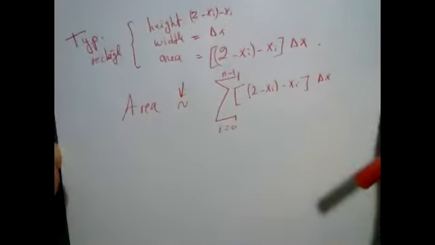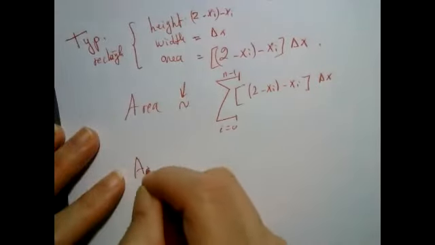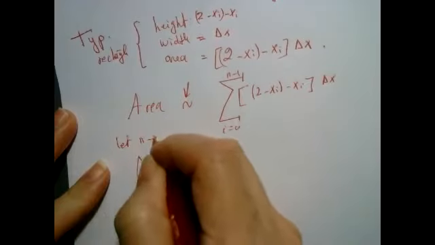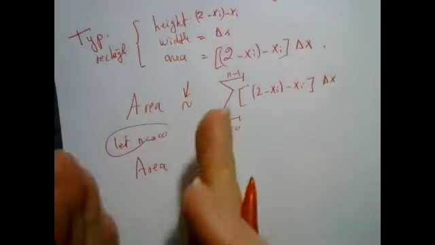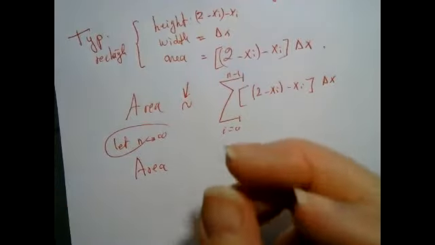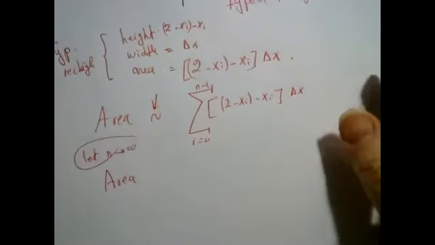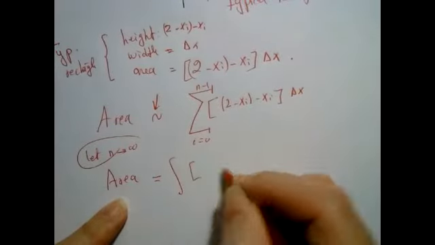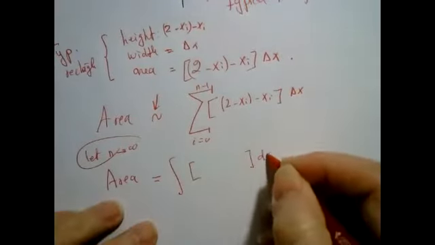The actual area is, we let n go to infinity. So we let n, it means we let the number of subdivisions become very large. By doing this, those rectangles are so tiny that they will cover the area. So we let n tend to infinity and the area becomes the following integral.